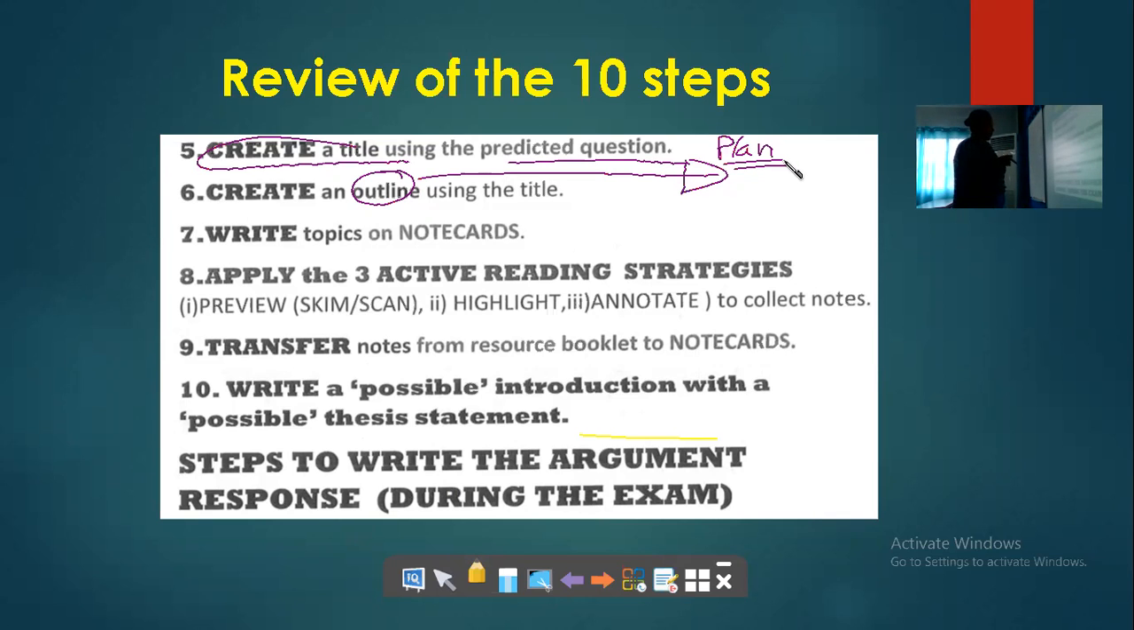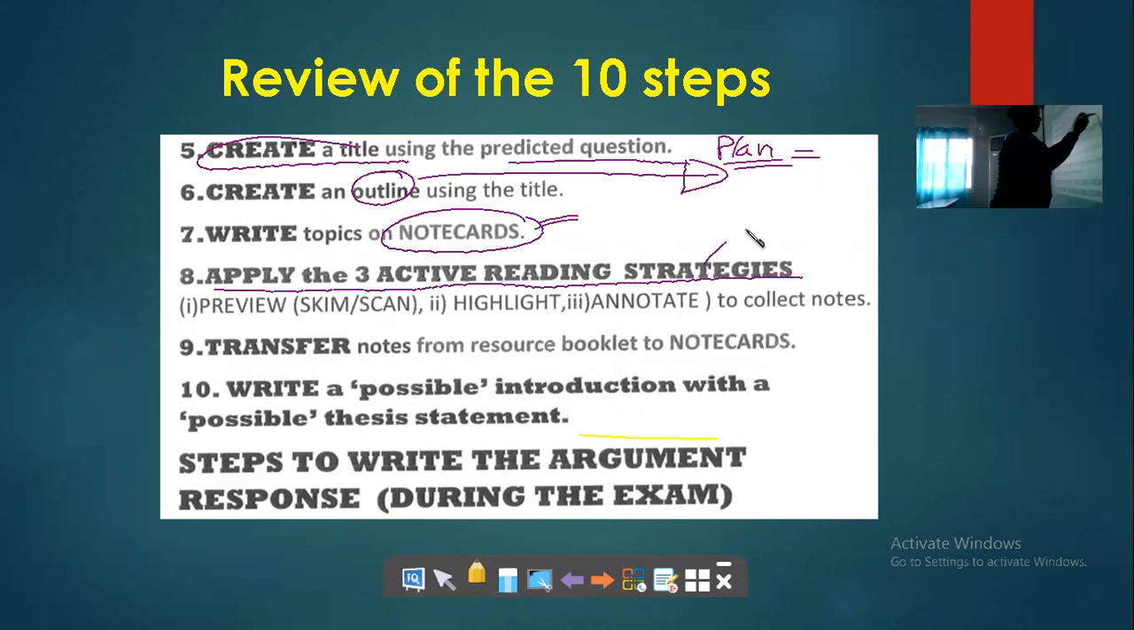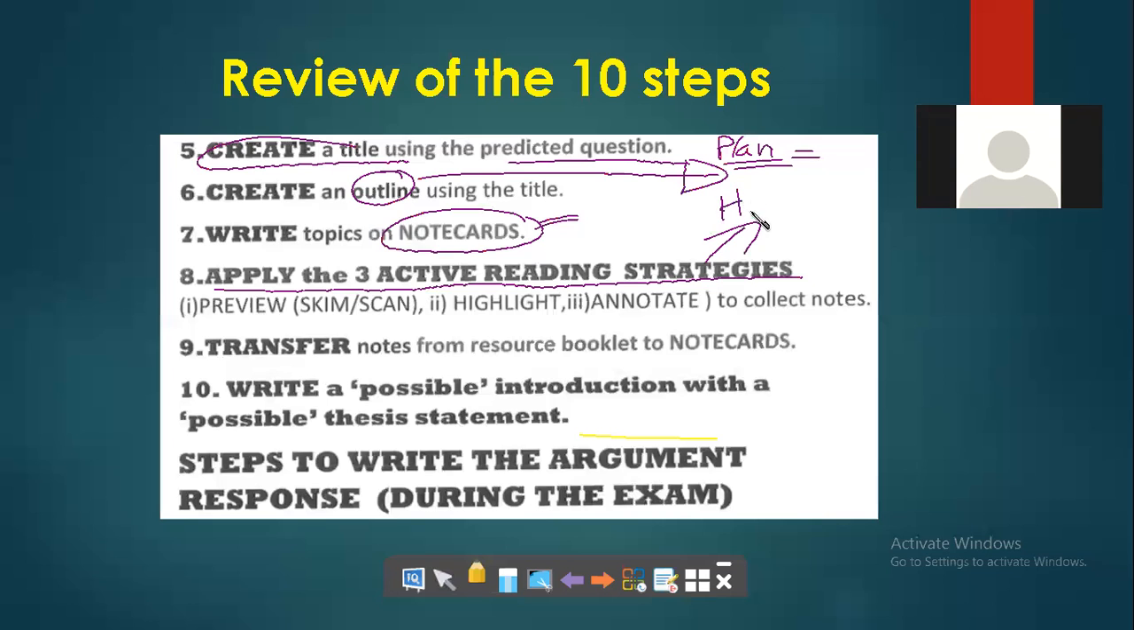Title and then outline. And so this plan will find its way to the next stage, which is the notepads. Notepads that you have already prepared. Each one of these notepads is going to be labeled with a subject. All right. Then after the notepads are labeled, you go to step 8, which is applying the active reading strategies. What is our abbreviation for this that we have created? Iron seed. Iron seed, yes.